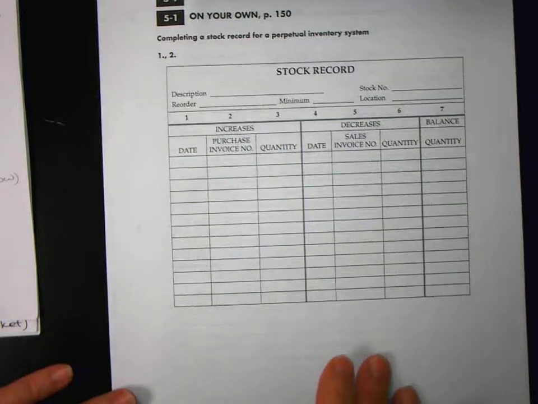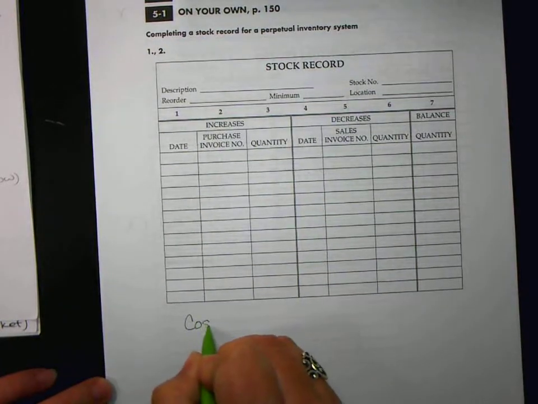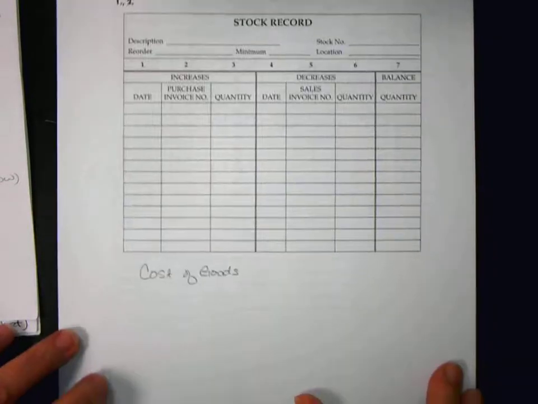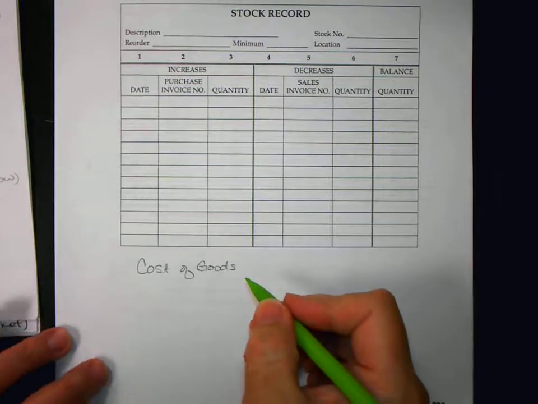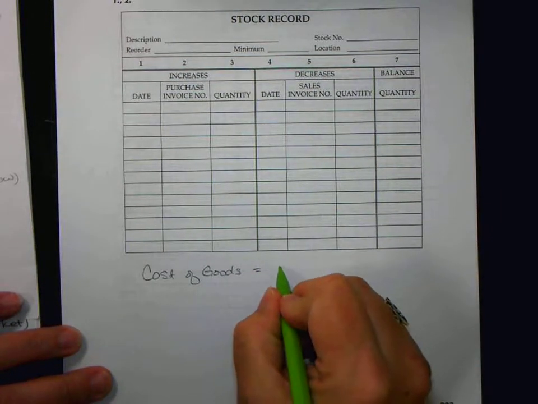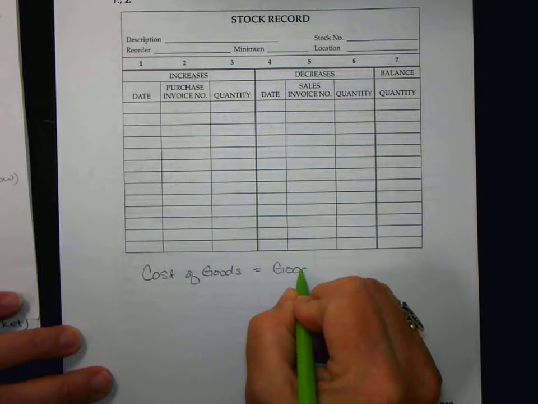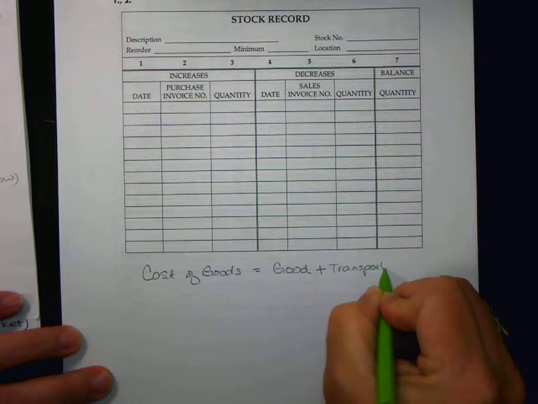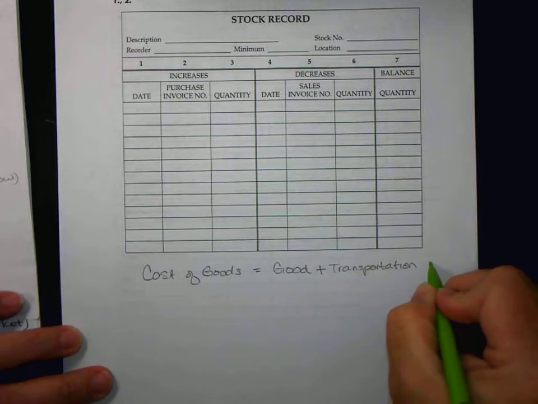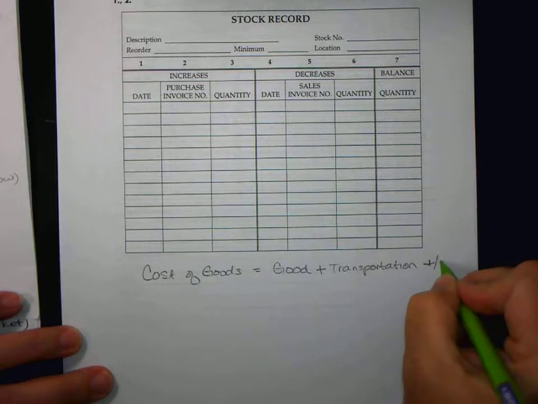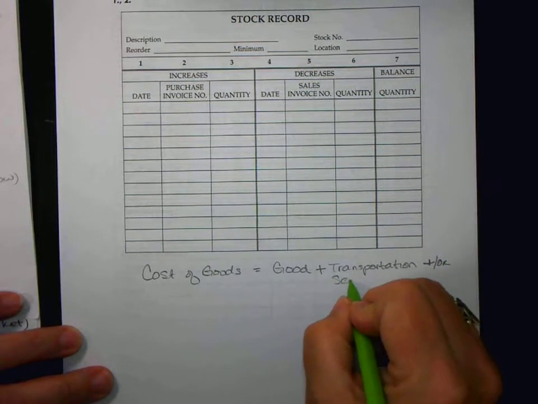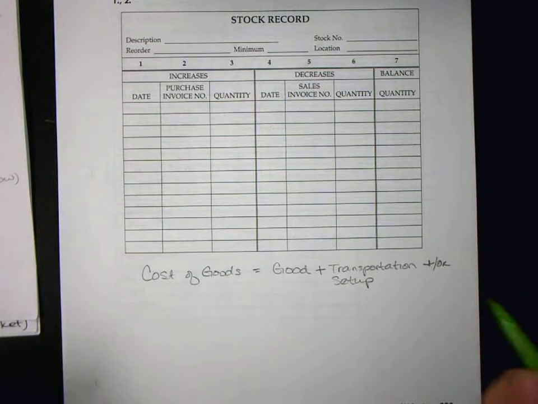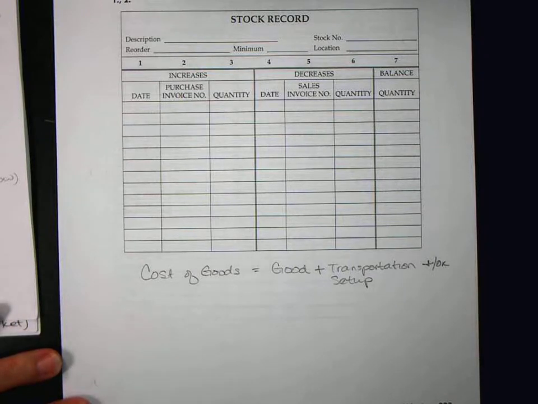So just to kind of go over that first, our cost of goods is equal to the actual good plus any transportation and/or setup. So if it's something large like equipment, then there might be actual setup costs involved with that.